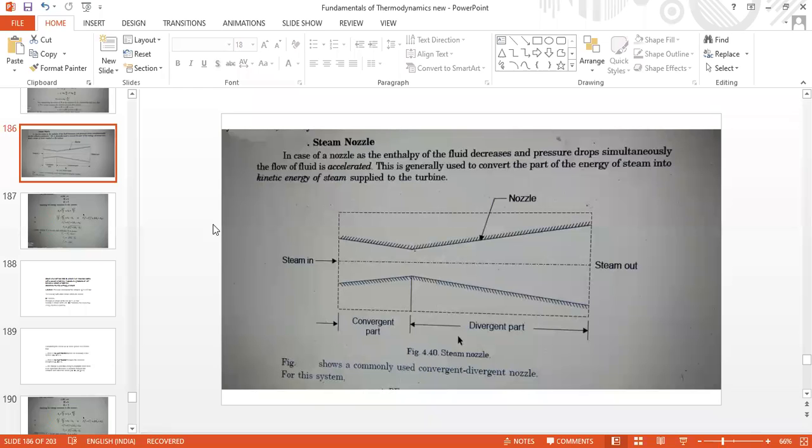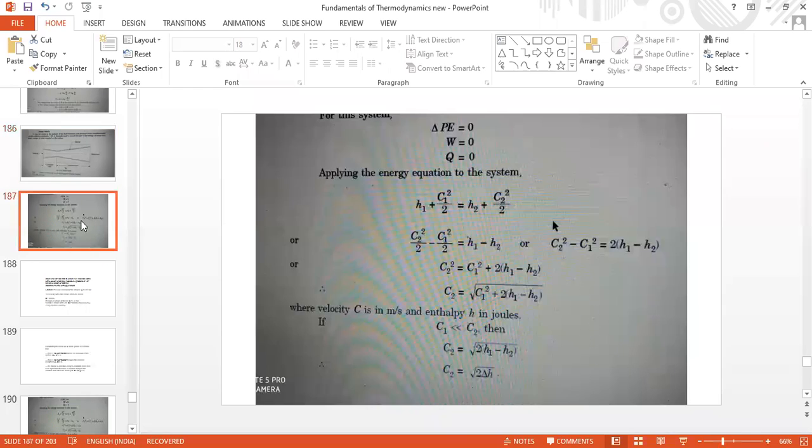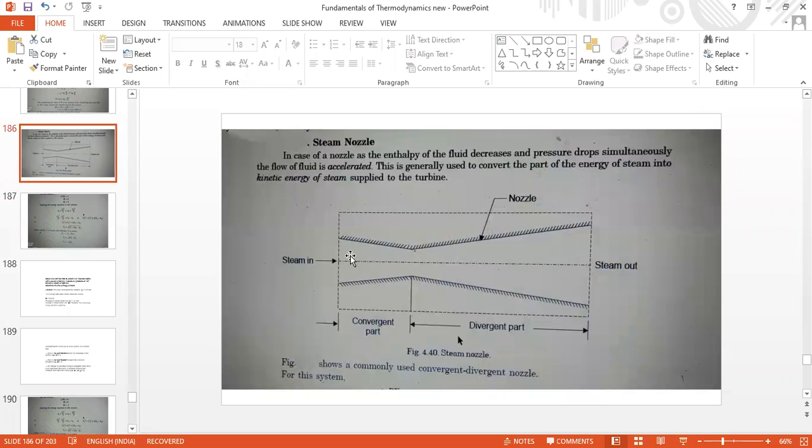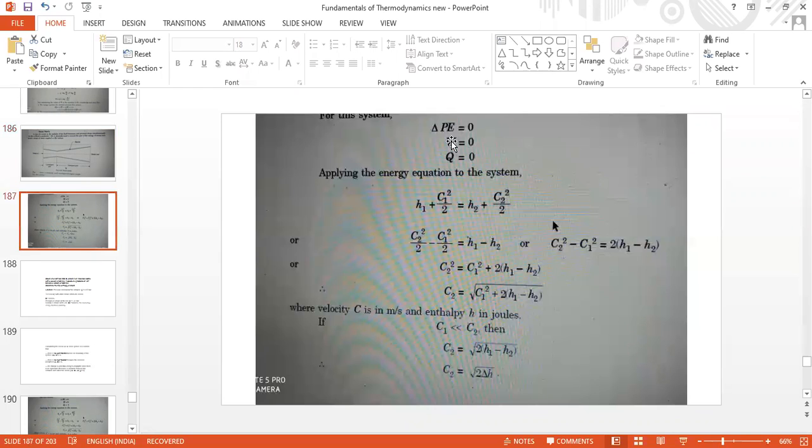So this is the purpose of the nozzle, and we apply the steady flow energy equation. Delta P is 0, potential energy 0. Why? Because whatever steam is entering at the inlet leaves on the same horizontal line. If any datum is taken, Z1 equals Z2. So potential energy is 0. And there is no work required, and no heat interaction through the nozzle.